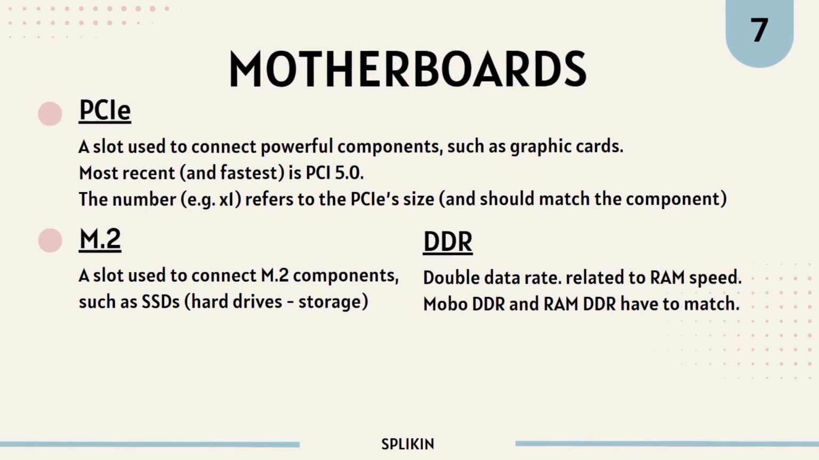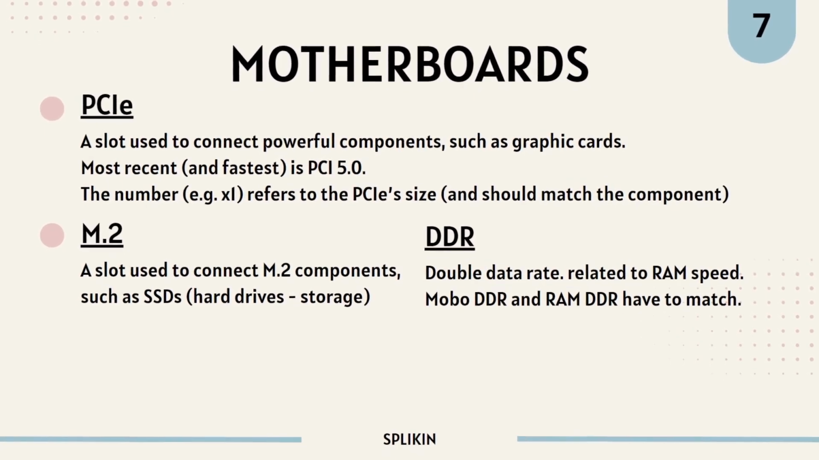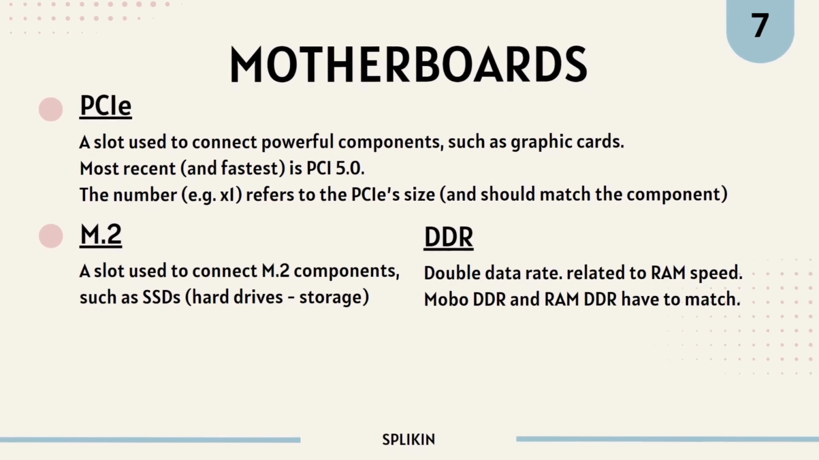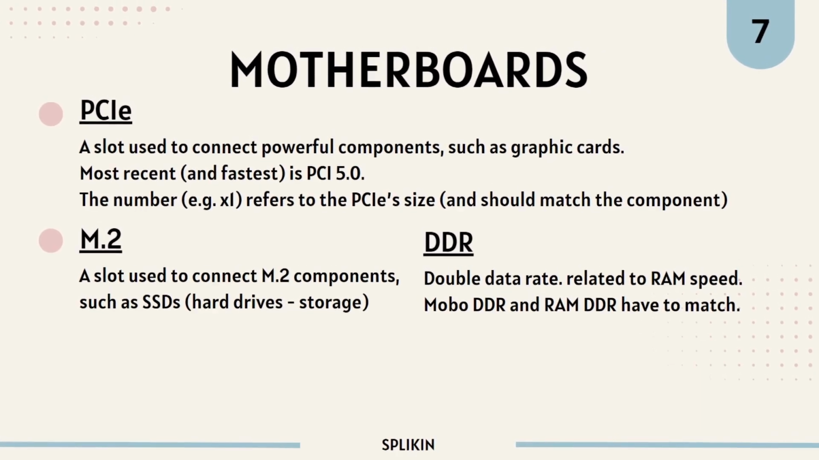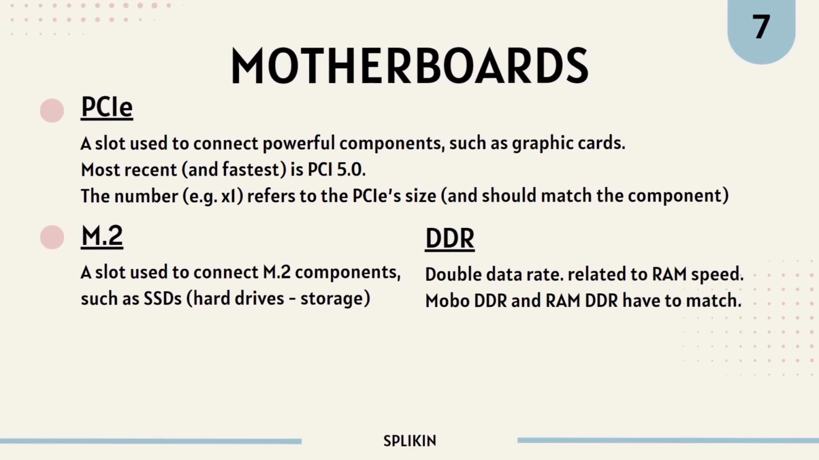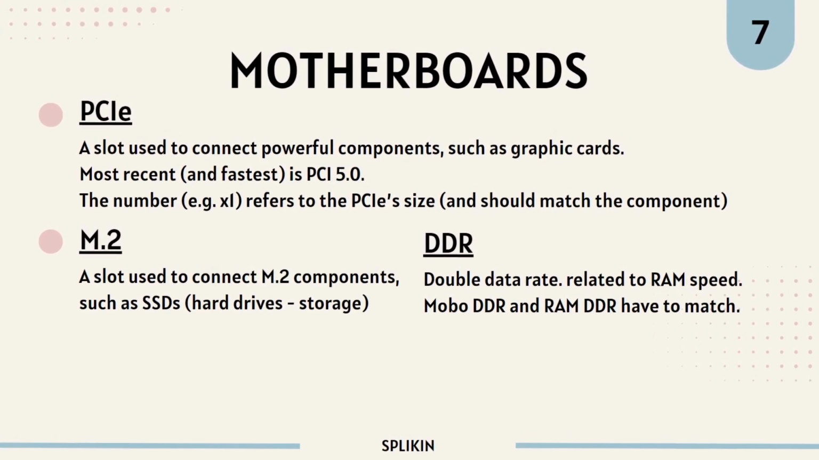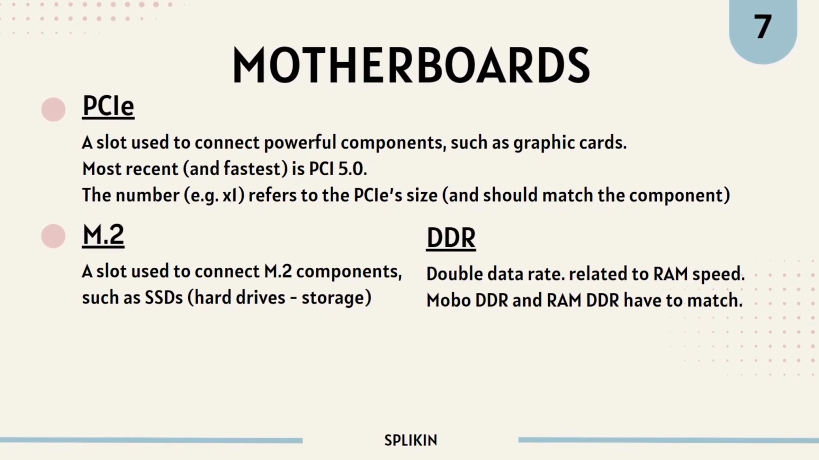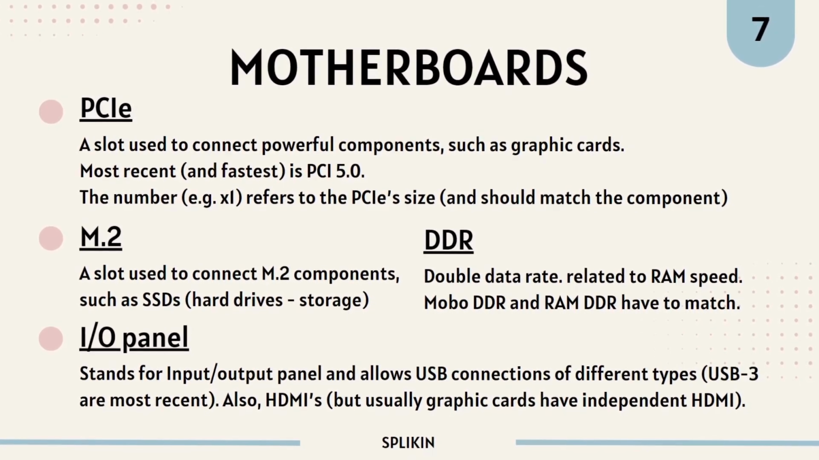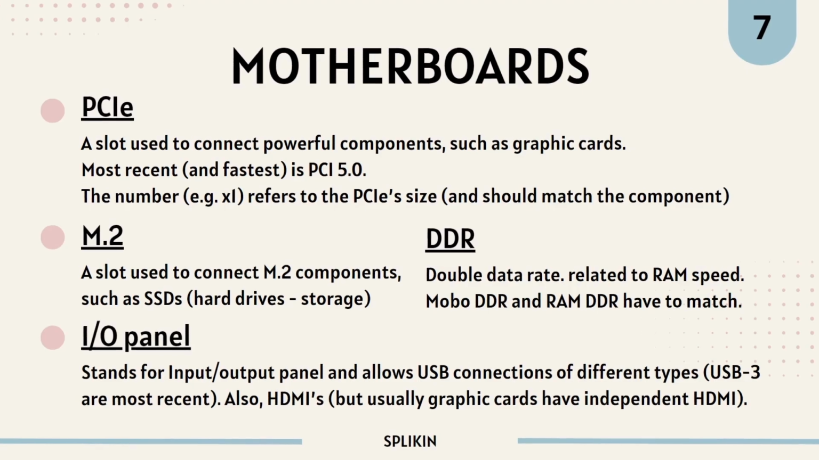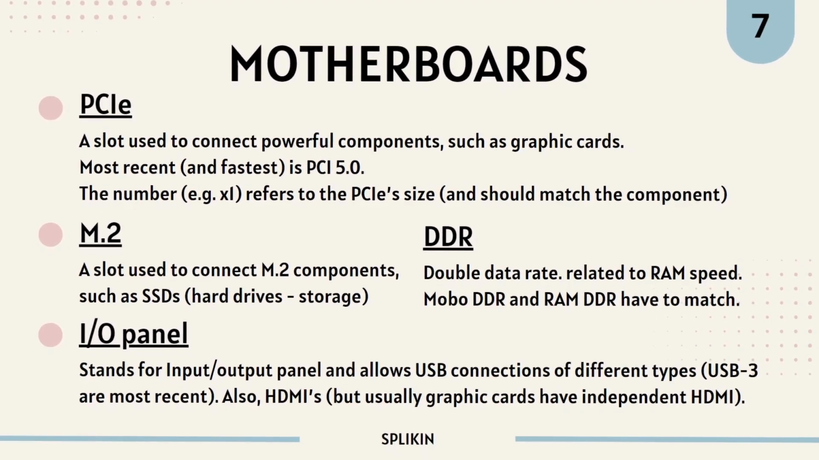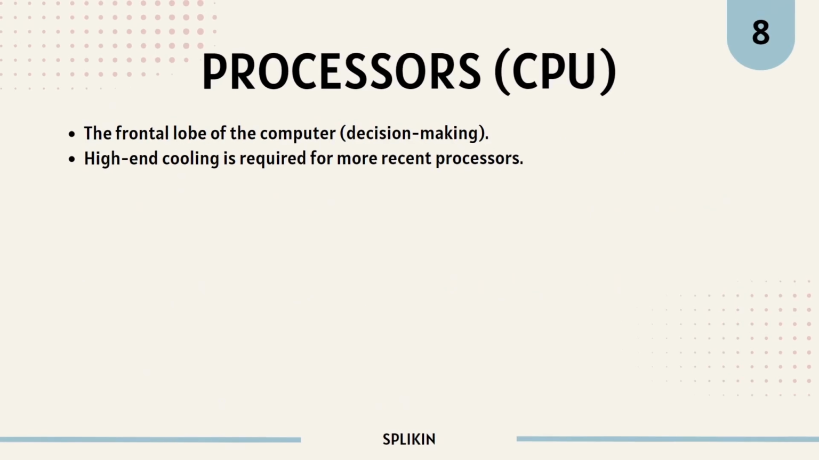DDR refers to double data rate, and it's related to RAM speed, which is your computer's short-term memory. The motherboard DDR and RAM DDR have to match. For example, my motherboard is DDR5 and my RAM is DDR5. We'll be talking more about RAM later. The I/O panel stands for input-output panel, and it allows USB connections of different types as well as HDMIs. HDMIs enable monitor connections.